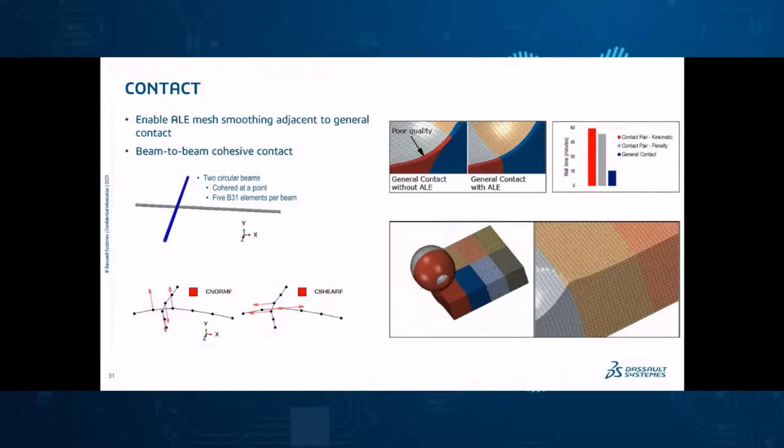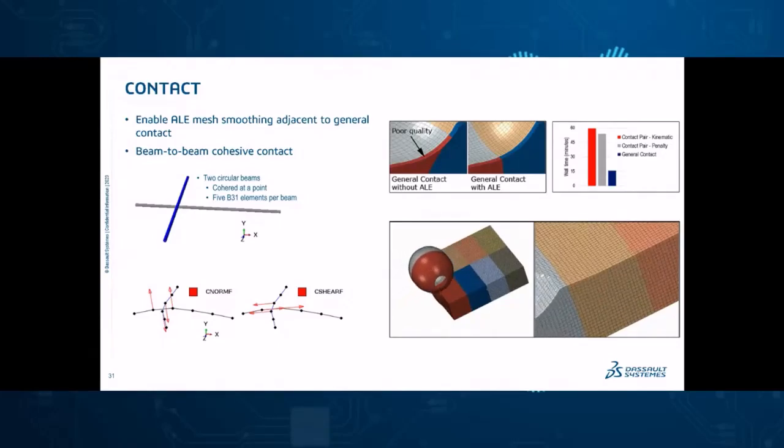ALE adaptive meshing is now available adjacent to general contact. Previously, this was only allowed for contact pairs in Abaqus Explicit. So the arbitrary Lagrangian Eulerian adaptive meshing helps to maintain a good mesh after large deformations. And for this type of analysis, you'll see a much better performance with general contact over contact pairs. And that's generally related to the domain decomposition restrictions with contact pairs.